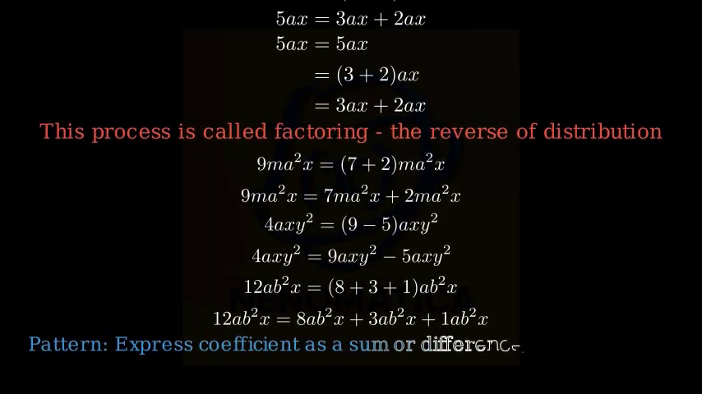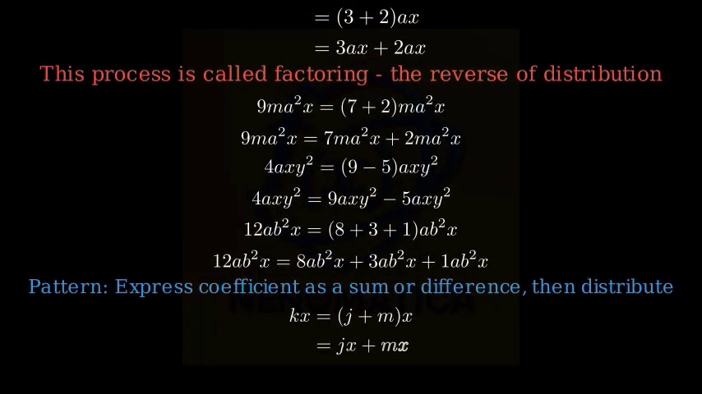We start with a single term that has a numerical coefficient. Then, we express that coefficient as a sum or difference of numbers. Finally, we distribute the variable part to each number in the sum. In general, if we have a coefficient k, and we can write k as j plus m, then k times x equals j times x plus m times x.